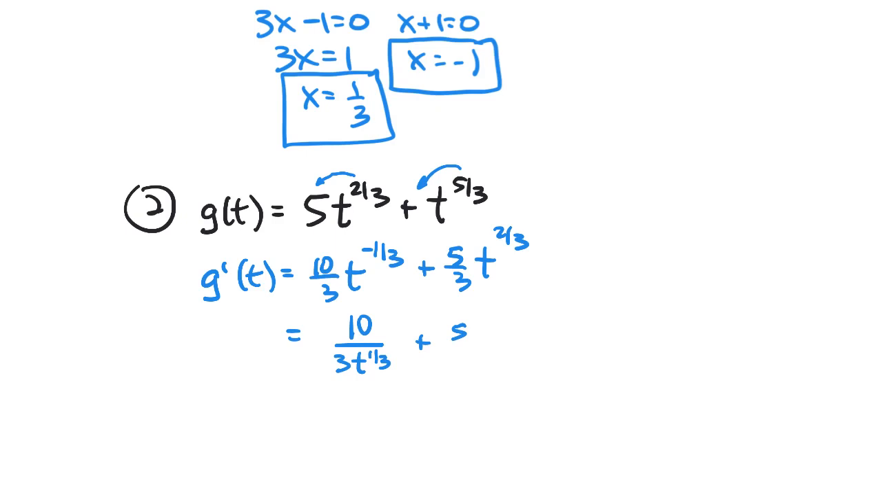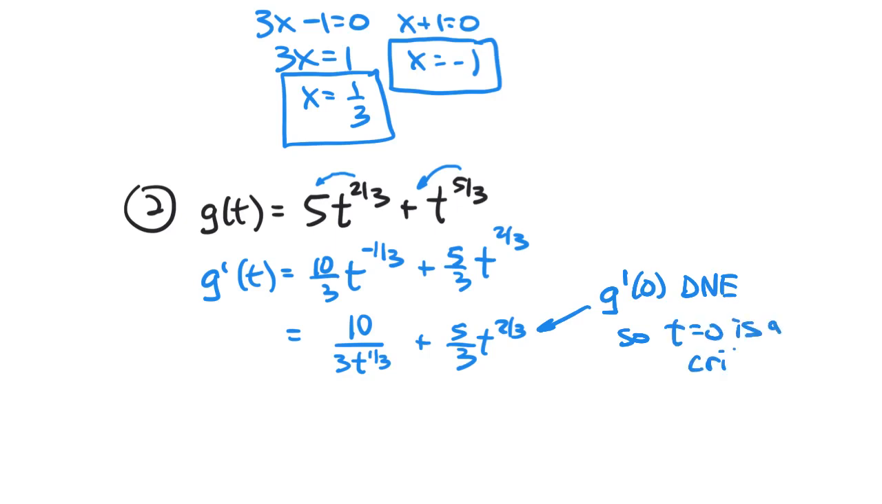plus 5/3 t to the 2/3, well, when I write it like this, it makes it easier to see that this derivative is going to have a problem if t is 0, because we'll get division by 0. So because of that, just looking at this, we can see that g prime of 0 does not exist. So t equals 0 is a critical number. So we've got one critical number so far, t equals 0.